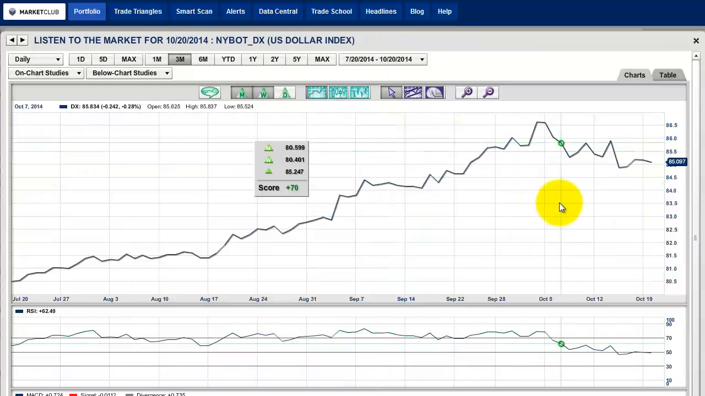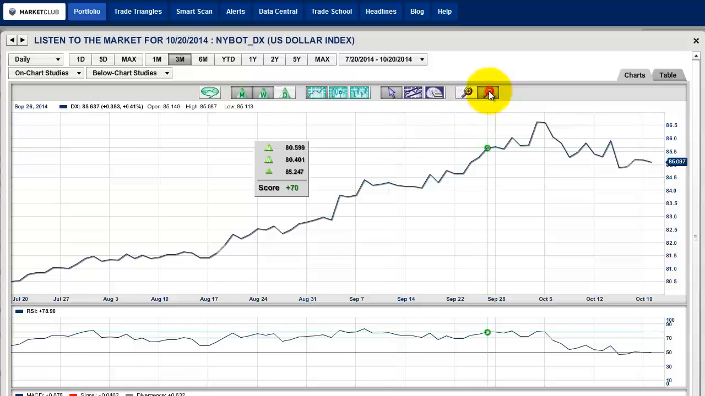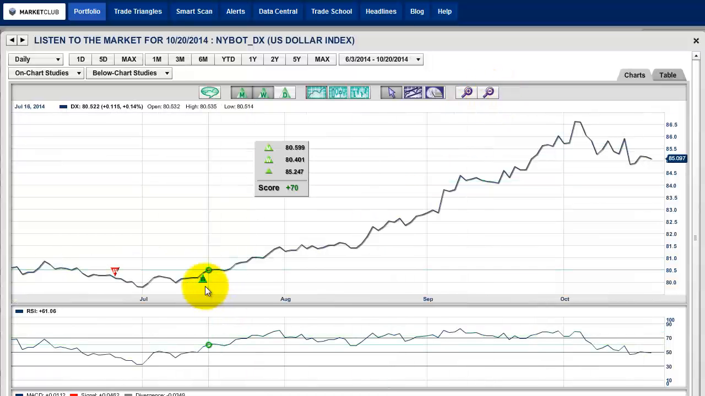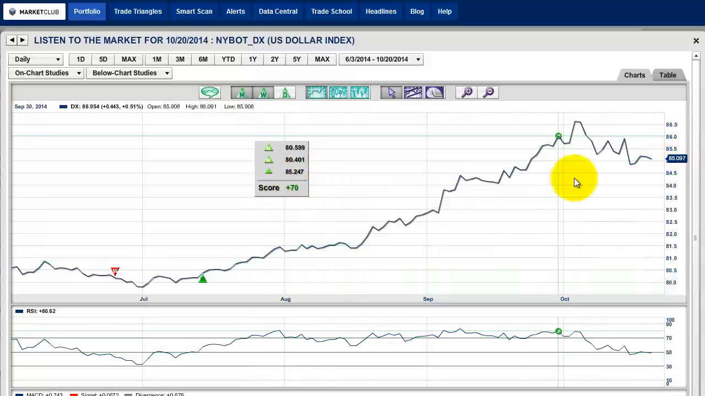This is the US dollar index. As you can see, basically all the trade triangles continue. I have to even go further out to show you. Here's the last weekly signal we had at 80.40. We're at 85.09. So again, the trend continues up.